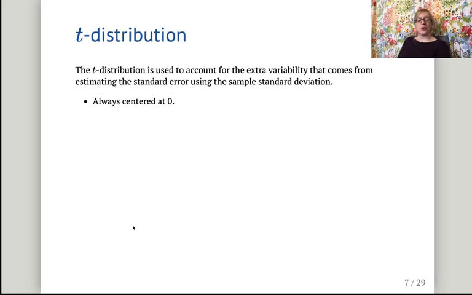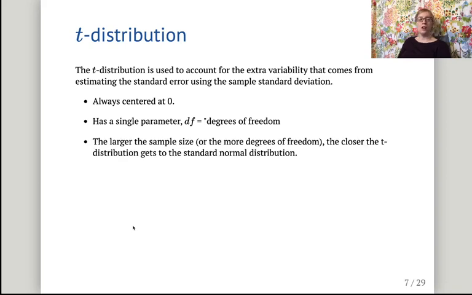The t-distribution is always centered at 0, so we don't have to think about where the mean might fall because we know where that's going to end up. It has a single parameter called the degrees of freedom. So what the degrees of freedom actually represent are the sample size, specifically the sample size minus 1. So a sample of, say, 3 observations would have 2 degrees of freedom. The bigger this sample size gets, the closer the t-distribution gets to the standard normal distribution.